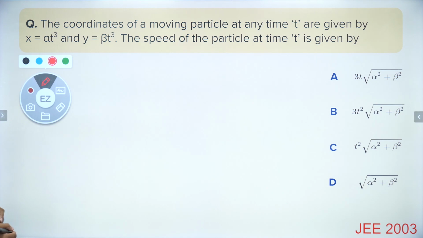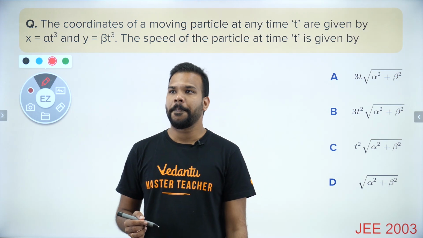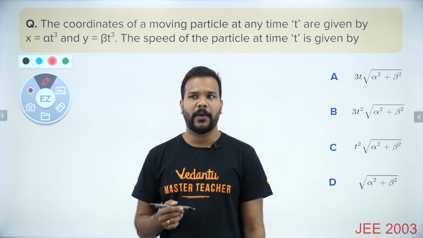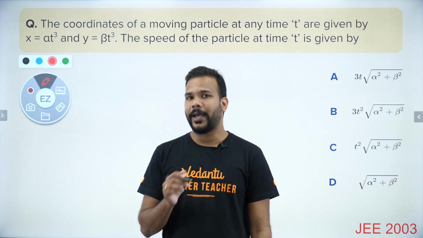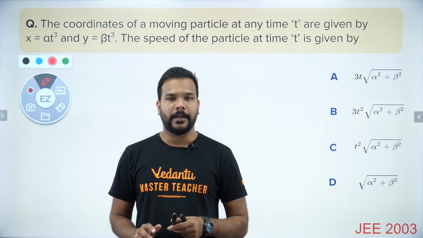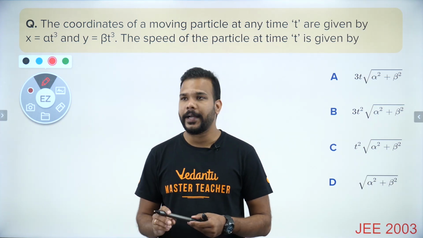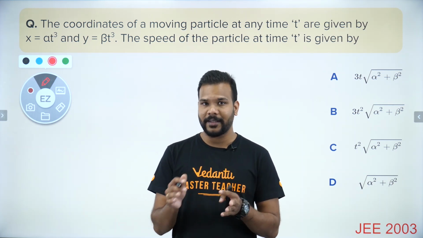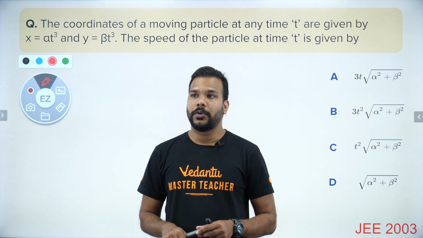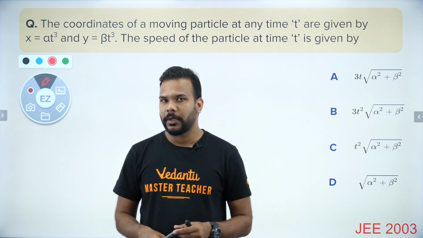What does the question say? Question says that the coordinates of a moving particle at any time t are given by x equal to alpha t cube and y equal to beta t cube. So x and y coordinates are changing, means the body is traveling in the xy plane. It's a two-dimensional motion now. So far we were solving the questions from 1D. This is a 2D question because both x and y coordinates are changing with time. The equation tells you that. Okay, so the speed of the particle at time t is to be found.